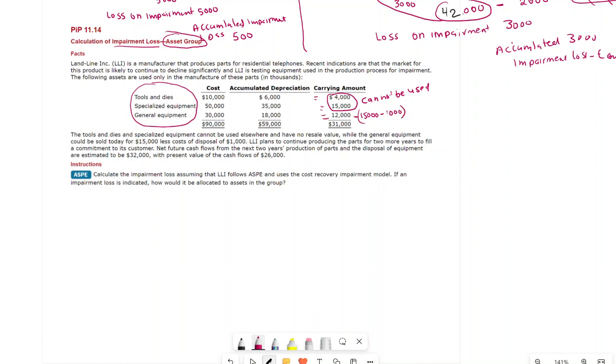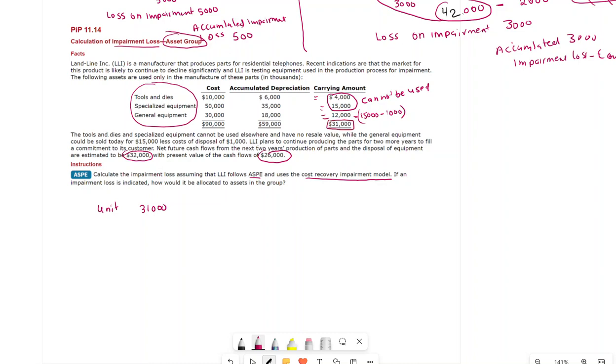The company plans to continue producing the part for 2 more years to fill the commitment to this customer. The net future cash flow from the next 2 years of production of the part and disposal of the equipment is estimated to be 30,000, and the present value of the cash flow is 26,000. So what we have is a recovery model. In this case, under ASPE, it's a cost recovery model. So what we need to know is the carrying value of the unit. The carrying value of the whole unit is 31,000, and they told us that in the question. So that's the first thing.